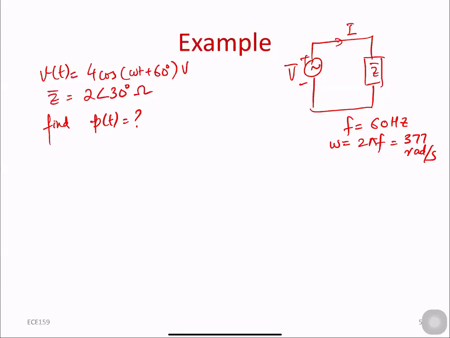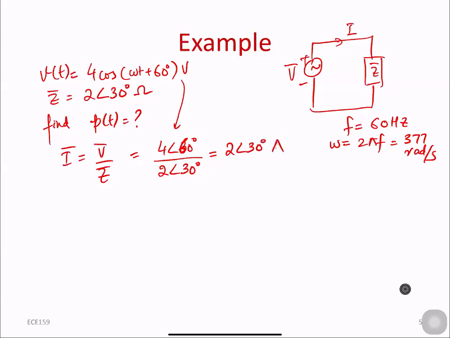Now for finding the power, the first thing we need to do is find out the current. So current for this particular simple circuit is voltage divided by the impedance. What is the voltage here? So voltage is given to you in time domain, and we are going to convert this voltage into the phasor, or the complex domain. So this voltage can also be written as 4 angle of theta, and impedance is already given in phasor domain. Sorry, this is 60, which is equal to 2 angle 30 amperes, right?